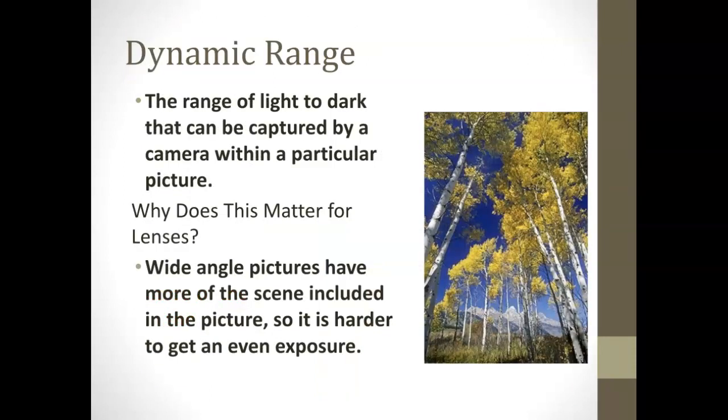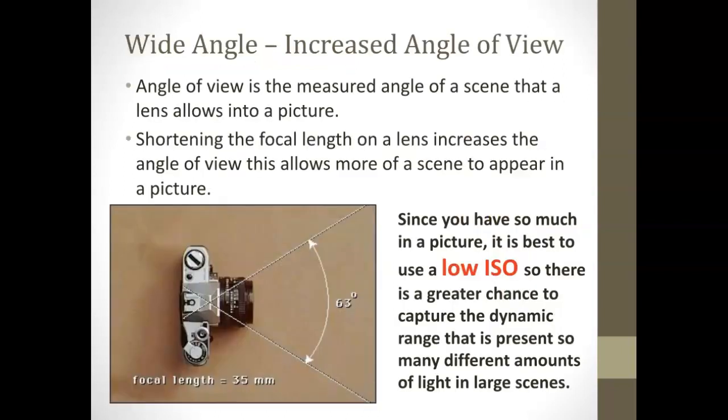Dynamic range is also something that is affected by our pictures with the type of ISO that we're using. So usually it's best to use a really low ISO when we're doing a landscape wide-angle picture. With wider angle pictures, we're going to have a lot more light that could be included, different variations of light, some areas that might be bright, some areas that might be dark. So it's best to use a lower ISO to try to capture more of that dynamic range that's present within the scene.